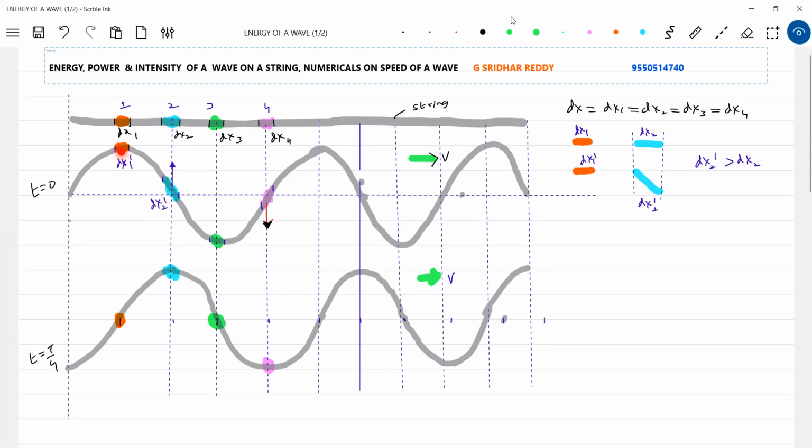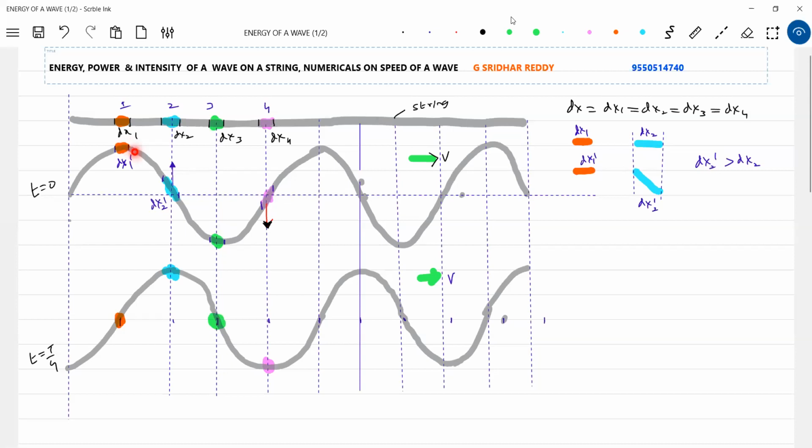So now tell me, if a wave propagates, where will kinetic energy be maximum? Shall I say at mean position? Where will potential energy be maximum? At mean position only. So when a wave propagates, kinetic energy is maximum at mean position, and potential energy is also maximum at mean position. That's a fine conclusion. Sir, what about the extreme point? Both potential and kinetic energy will be zero.